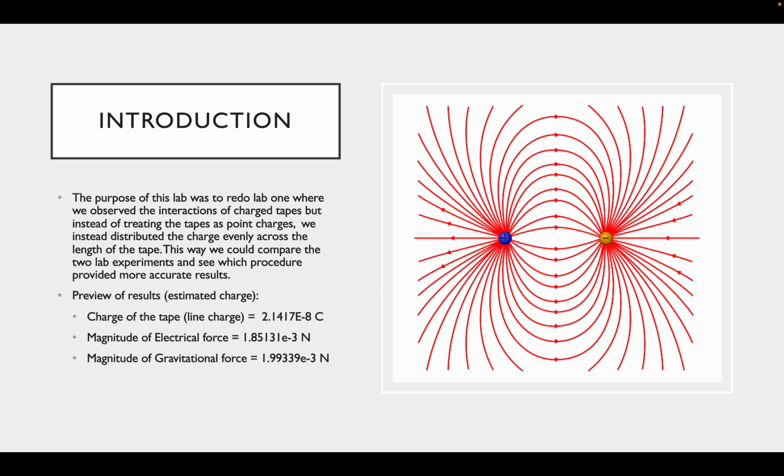In terms of the preview results, from the estimated charge, we get 2.14 times 10 to the negative eighth, and then using the estimated charge, we were able to calculate the magnitude of forces on the tape. Since this was an estimated charge, we later adjusted it so that the forces were equal, since the tape was in equilibrium and floating. However, just going off the estimated charge right now, these were the values we got.